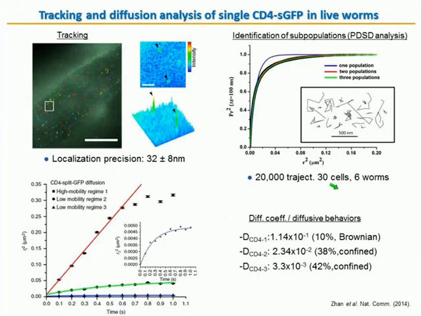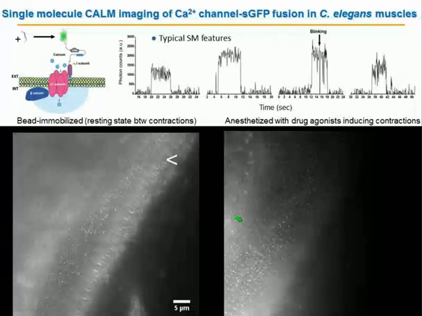Our statistics are usually performed on a really large number of trajectories, in the tens of thousands, and in multiple worms, and we can in fact deduce different kinds of diffusion mobility in this particular model receptor, which is again this CD4 fusion to SpeedGFP. We could define basically three types of subdiffusive behavior, 10% Brownian, and the rest of them being slow diffusing in confined domains. So these were model systems.